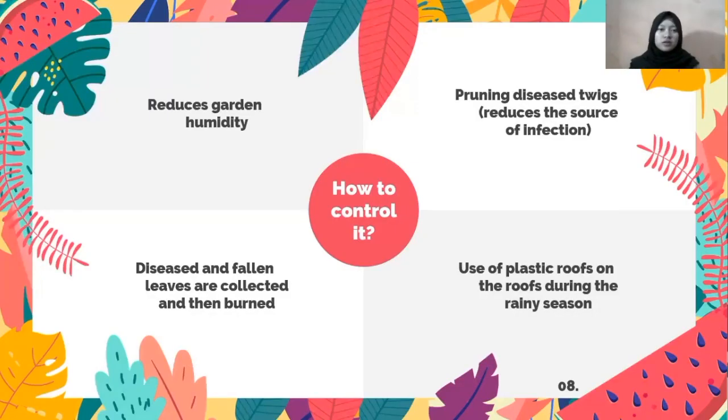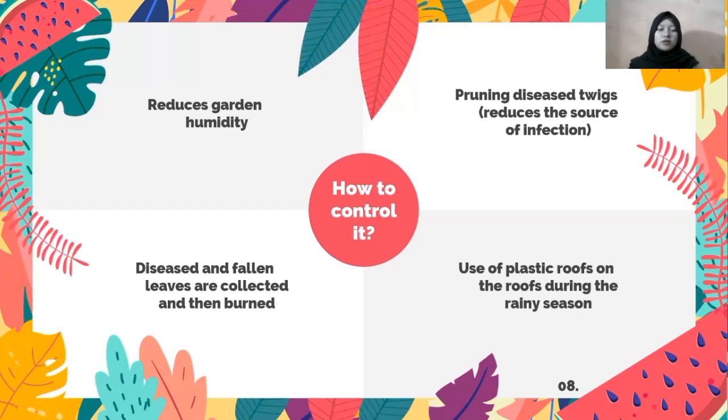And how to control downy mildew disease? First, we can reduce garden humidity because the fungus really likes humidity in the plantation. So we can reduce it by pruning the leaves or branches so the canopy of the plant is not too thick. Second, pruning the twigs so it can reduce the source of infection and the spread of pathogens to other healthy plants. Third, fallen leaves are collected and then burned. It's the same as point number 2.